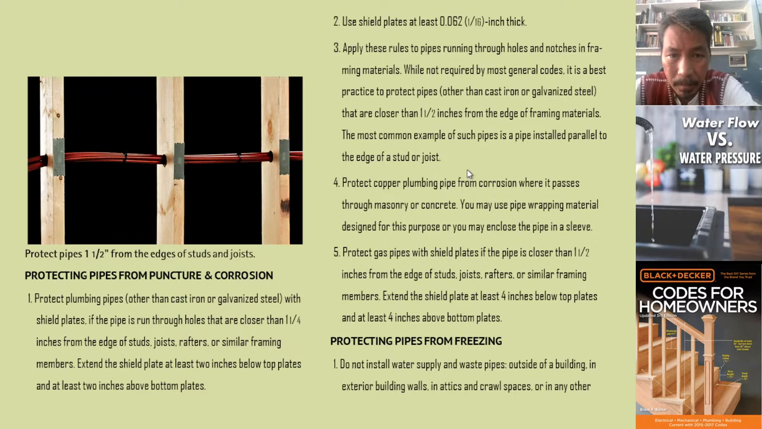Protect copper plumbing pipe from corrosion where it passes through masonry or concrete, because copper will react with concrete. You may use pipe wrapping material. You need to wrap it first before it passes through the concrete or masonry.